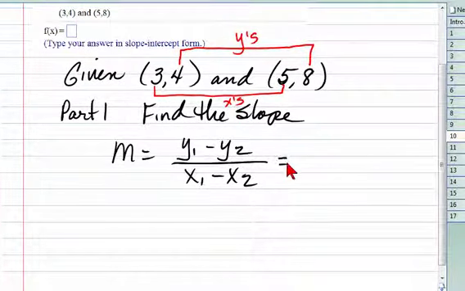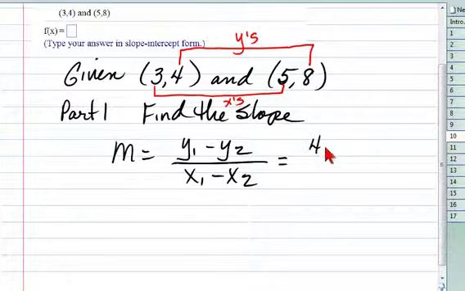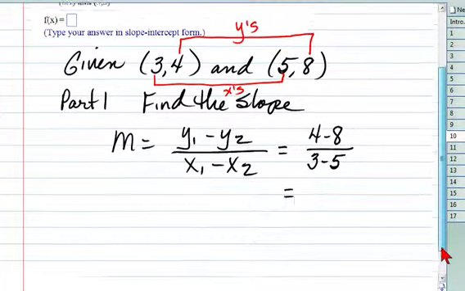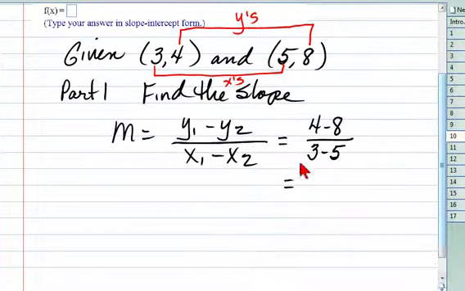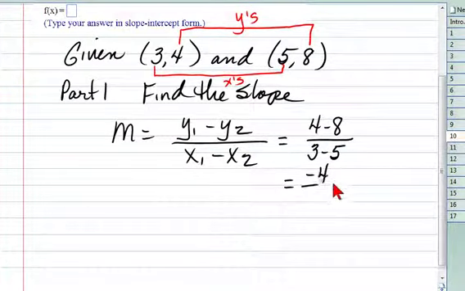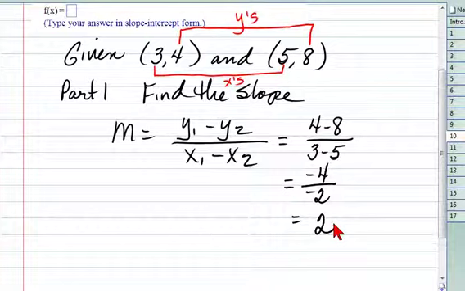So this is going to be 4 minus 8 on top over 3 minus 5 on bottom. Okay, so 4 minus 8 is negative 4, and 3 minus 5 is negative 2, but negative over negative is positive 2. I'm not done, but I sure need to know that the slope is 2.